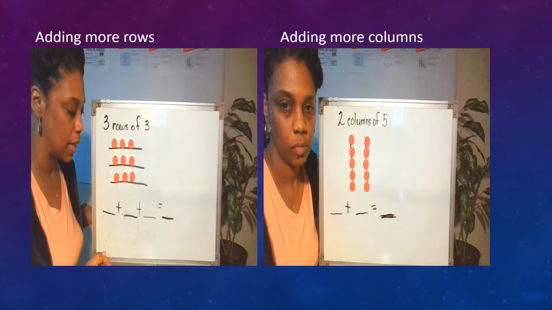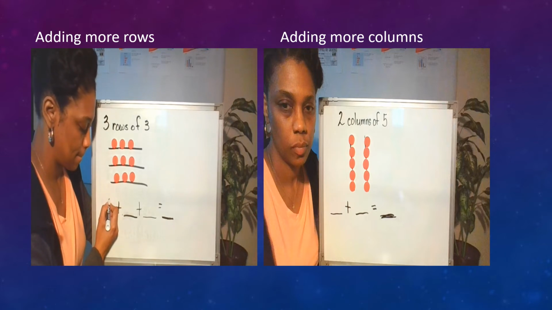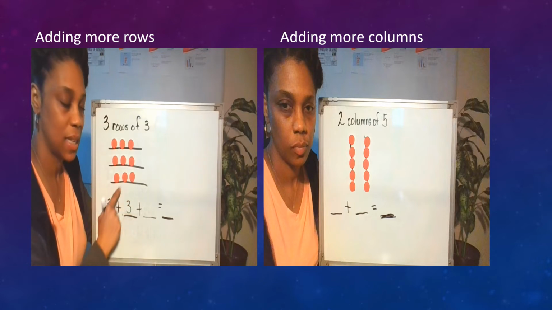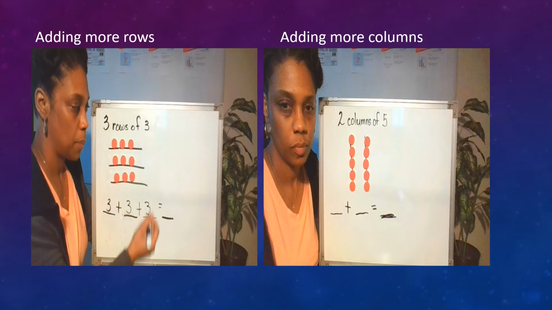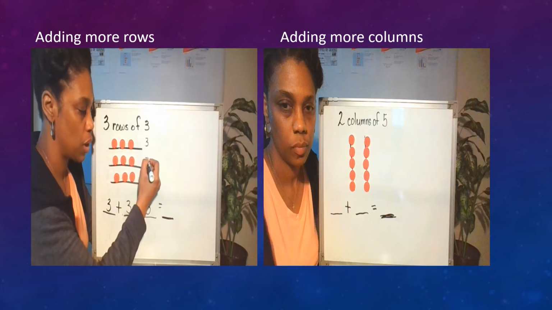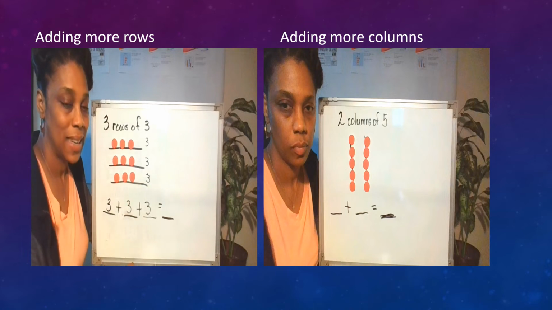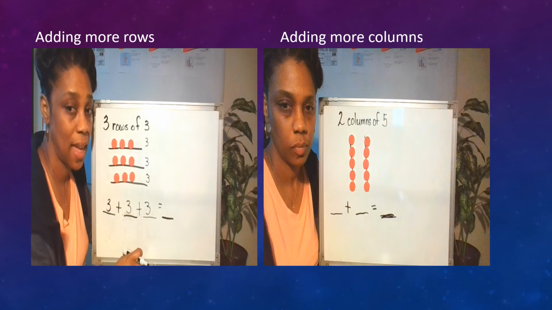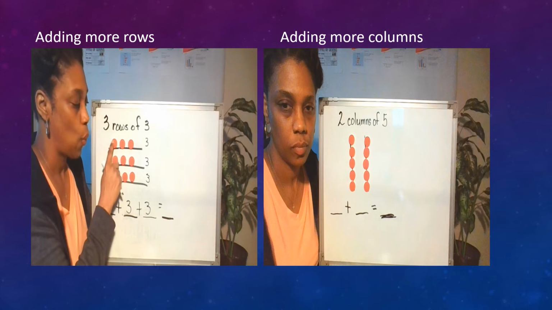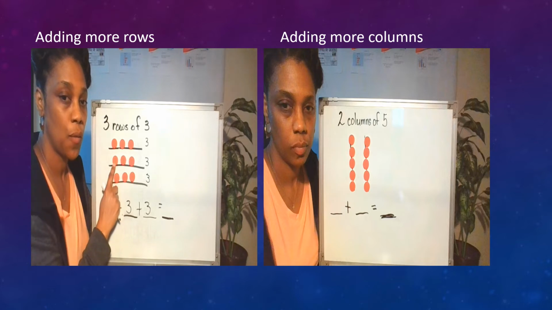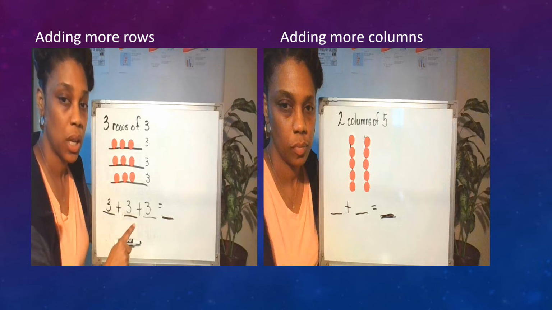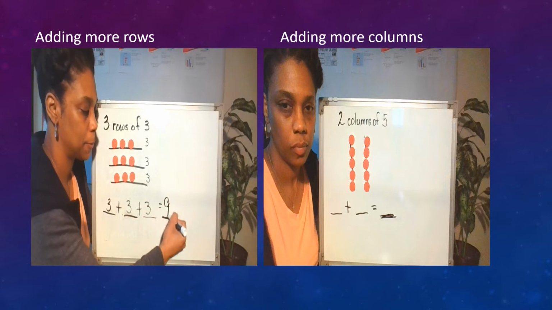To write this as a repeated addition sentence, I would write 3 plus, how many do I have here? 3. Plus, how many do I have on the third row? 3. Because I have a 3 here on the first row, 3 on the second row, and 3 on the third row. Now, if I want to find out what it totals, I would have to add everything together. So let's do that. Let's count 1, 2, 3, 4, 5, 6, 7, 8, 9. So 3 plus 3 plus 3 equals 9.